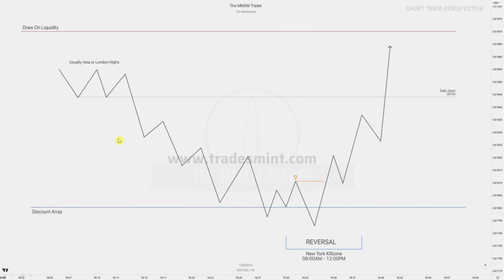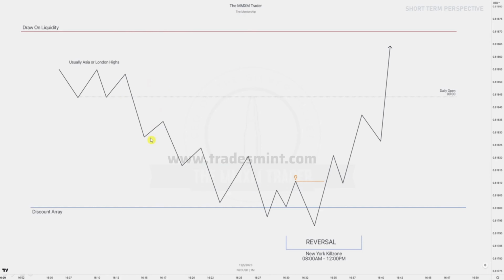Right, let's talk about that reversal pattern. Now, this looks like a market maker buy model, right? We have that original consolidation over here, and also we always draw out our New York midnight opening price, right? Because we want to be a buyer below this timeline, right? The New York midnight opening price, and we want to be a seller above it.